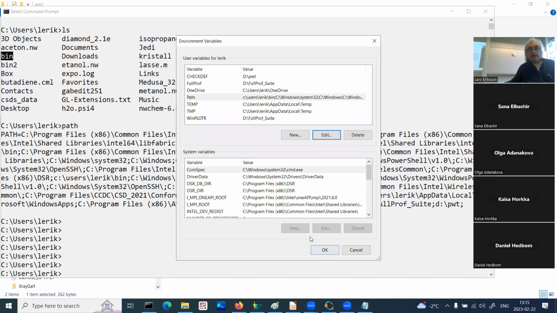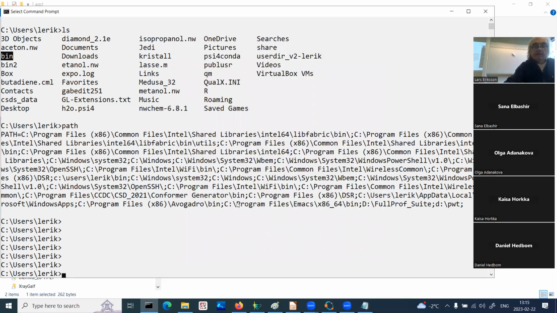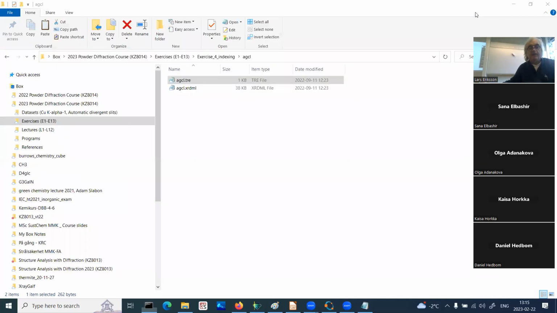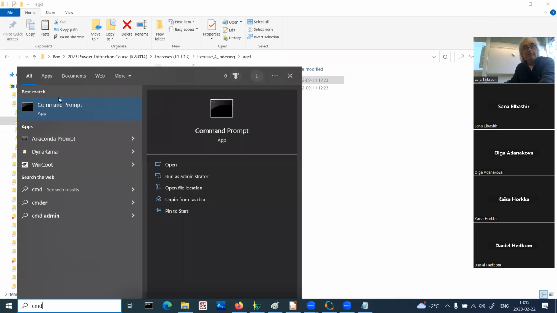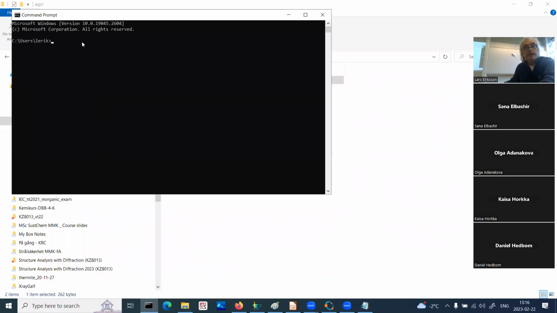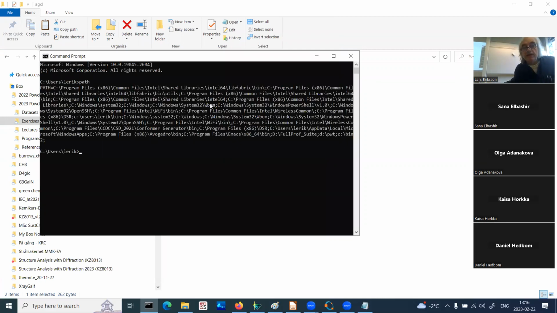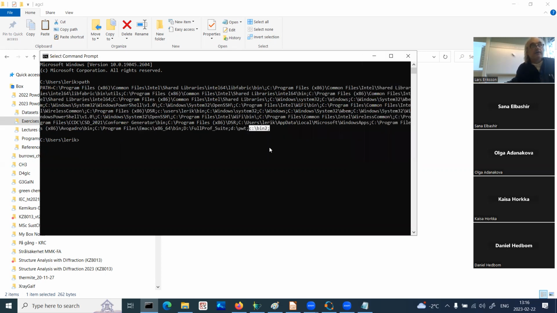Click on OK and OK, and then I think the new path is probably not present. We need to exit this command line and restart it. If you don't have an icon, you can type CMD. And you will have a black screen. That is the default path. There should be a bin 2, yes, at the end of it.